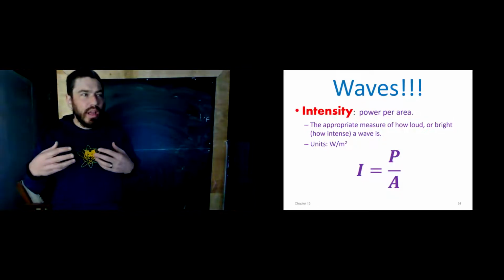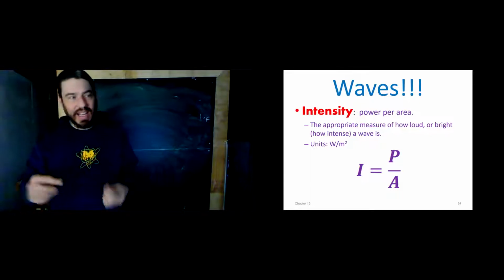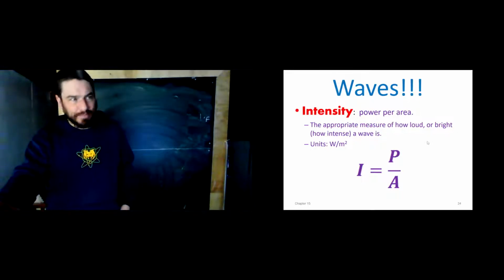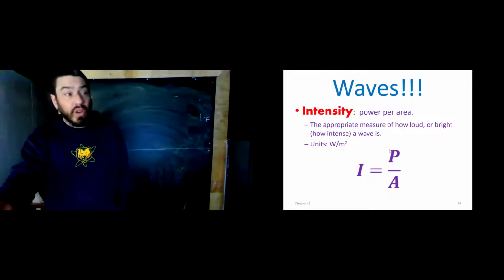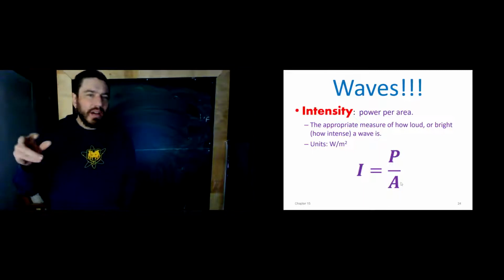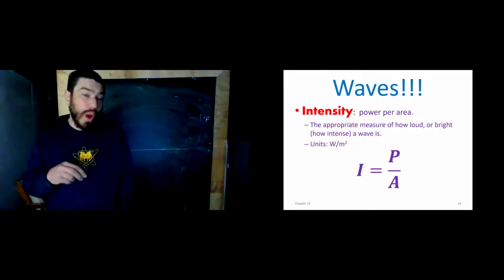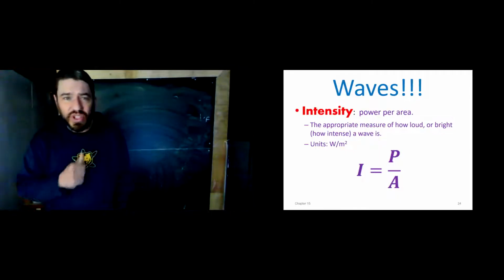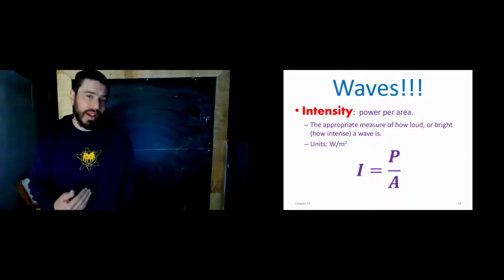Okay, well, we can define intensity then as power per area. And the units then just fall right out of this definition. It is watts per meter squared. So I've said it's a combination of how powerful and how far away I am. But notice distance doesn't show up directly in this equation.